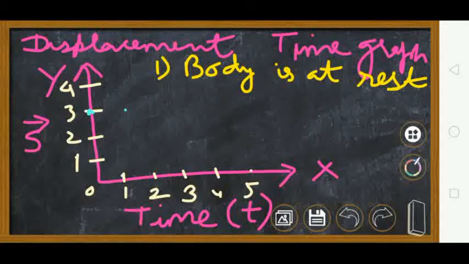At 2 seconds also the body is at 3. At 3 seconds also, at 4, at 5, 6 seconds also the body is at 3. This body is always at 3. Why? Because it is not moving, it is at rest. So when we join all these points we get a straight line. So this is the displacement time graph for case 1, when the body is at rest.